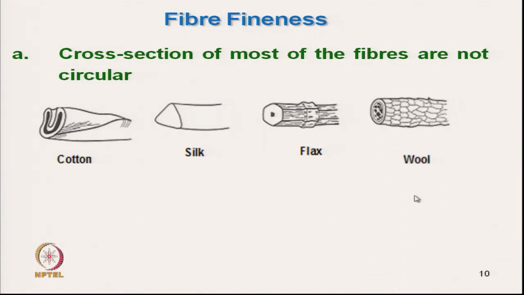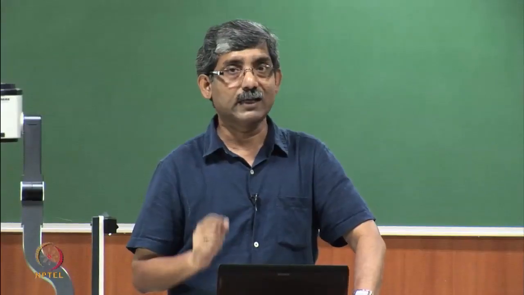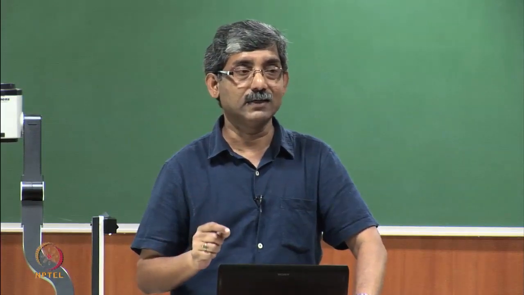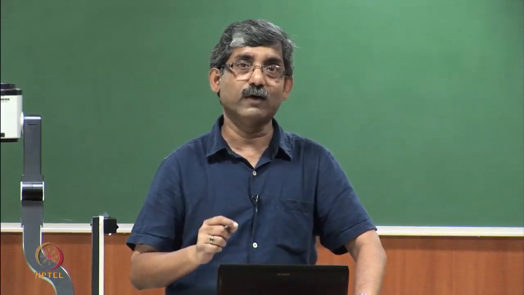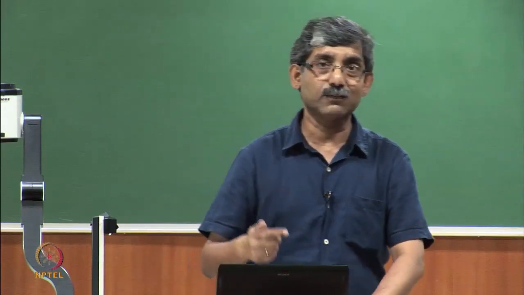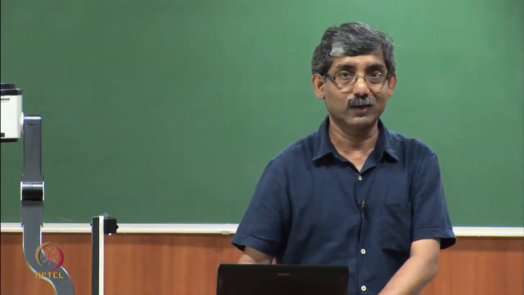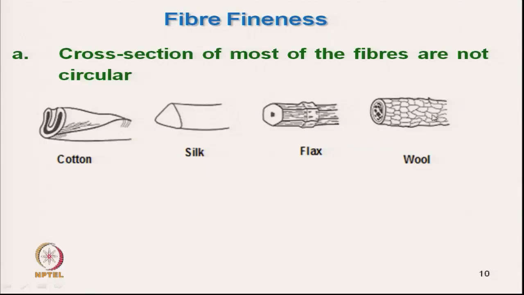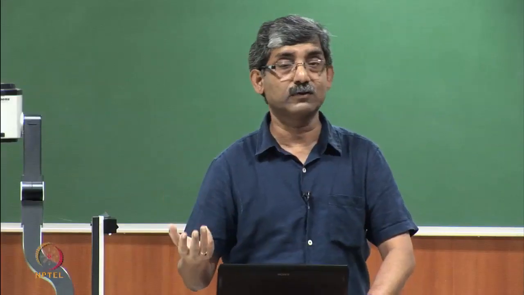Wool, although a little bit circular, is the reason why only in the case of wool we express the fineness in terms of diameter. Wool is the only fiber where we express the fineness in terms of micron. It is circular in nature, but still the diameter variation of wool is very high, maybe 25% to 30%, but still we can measure the diameter of wool fiber.